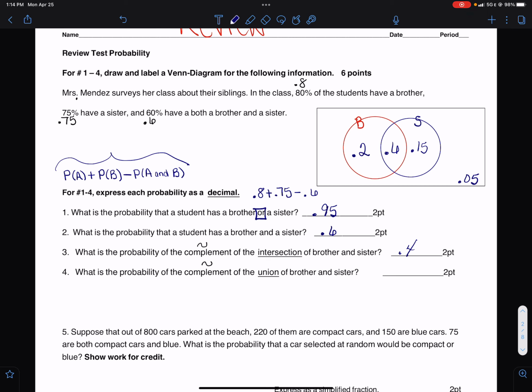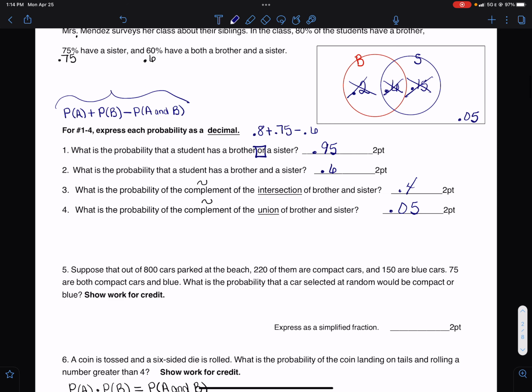What is the probability of the complement of the union of a brother and sister? So they want nothing to do with any brothers or sisters. In this case, that is the remaining 5%. All right, so go ahead and pause the video, look back at what we just did, and make sense of that. Write down any questions you might have that you have to review with me before you take this summative.